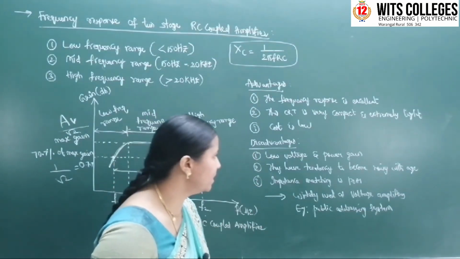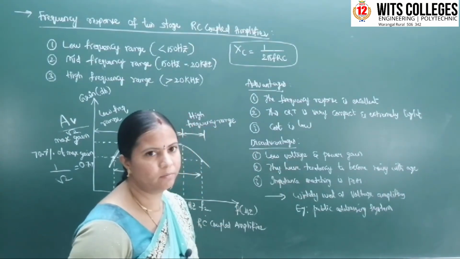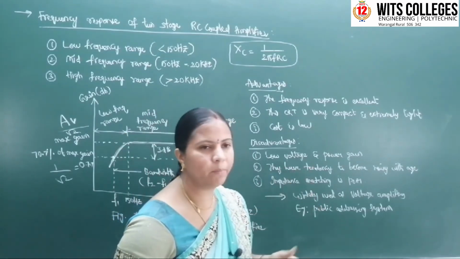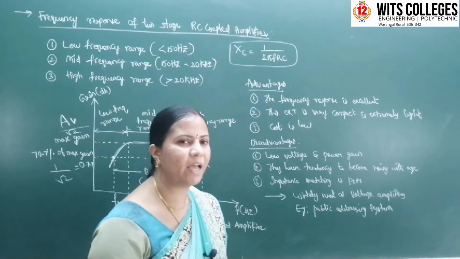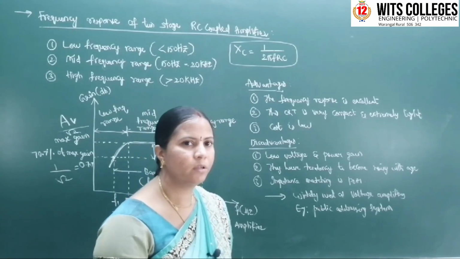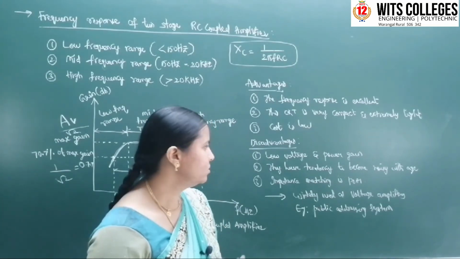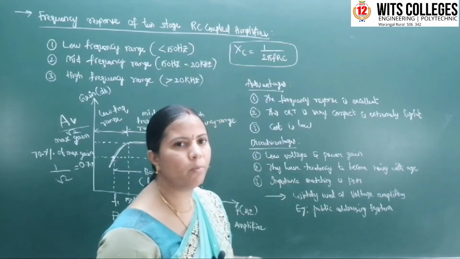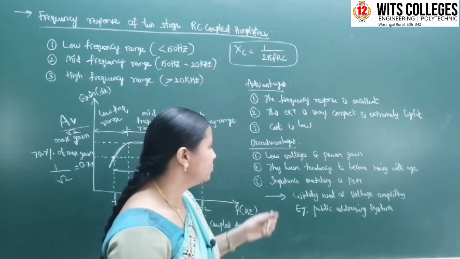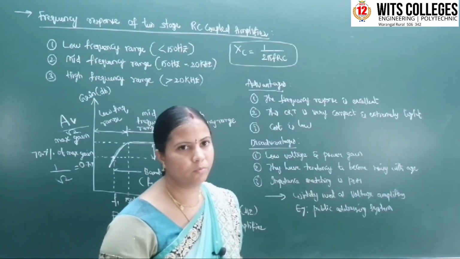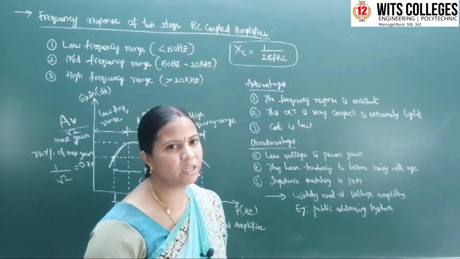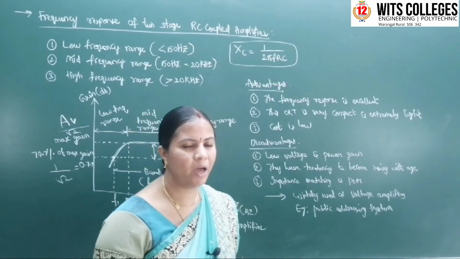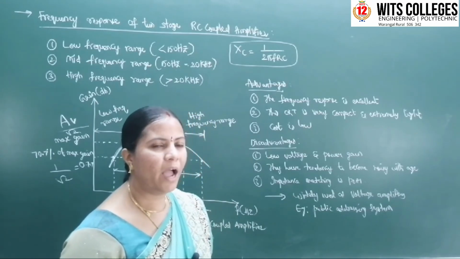And coming to the disadvantages, low voltage and power gain. You will get low voltage and power gain, and they have a tendency to become noisy with age. If the transistor circuit is used for longer with age, the circuit components may get damaged. Okay, now. Next, impedance matching is poor. In the two-stage amplifier, the impedance matching is very poor, and these RC coupled amplifiers have high fidelity.